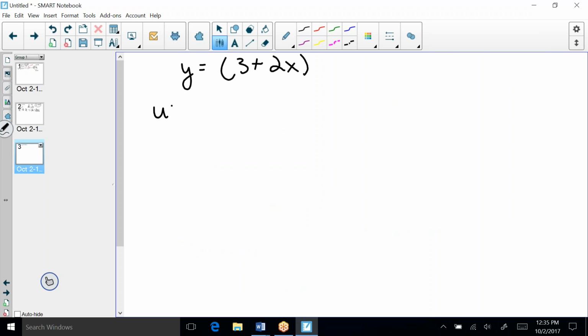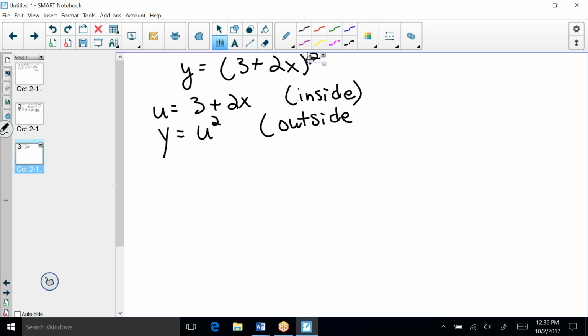So we're going to call our inside function u. So looking at this function, what is the inside function? So 3 plus 2x is the function that's inside. That's going to be our inside function. So u is 3 plus 2x. The outside function, we're going to call that y. What's the outside function? It's going to be u squared. We're taking this u, 3 plus 2x, and we're squaring it. So the outside function is something that's being squared. The thing that's being squared is u.